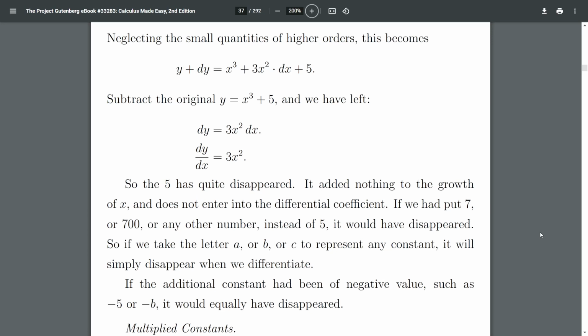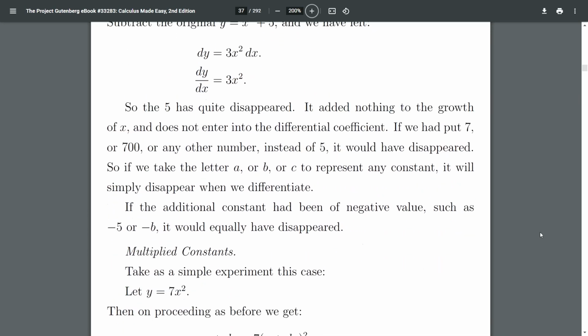If we had put 7 or 700 or any other number instead of 5, it would have disappeared. So if we take the letter a or b or c to represent any constant, it will simply disappear when we differentiate. If the additional constant had been of negative value, such as minus 5 or minus b, it would equally have disappeared.